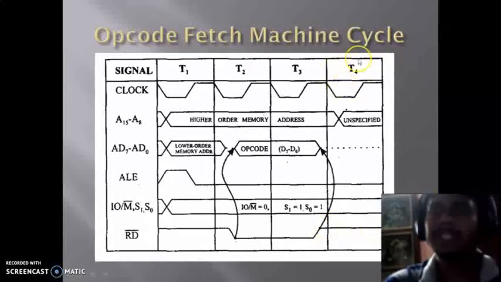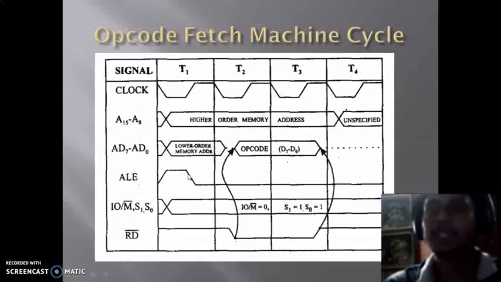Now we will consider the T4 T state. For this T4 T state, the higher order address is unspecified, and this dotted line for AD7 to AD0 basically specifies the decoding operation of the 8085 microprocessor. Here the decoding operation is going on, and after decoding, the microprocessor can understand what kind of operation it has to perform. And here ALE will remain low as in T2 and T3, and the read operation is already completed, so the read signal will be high again.